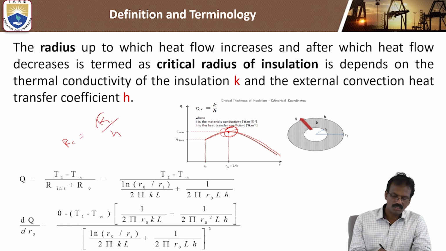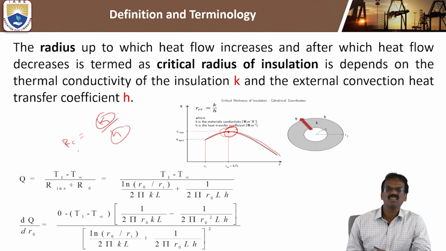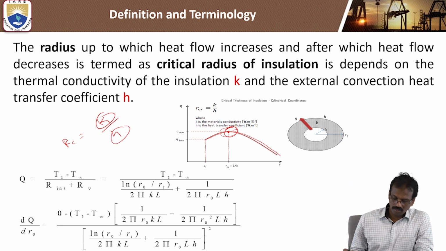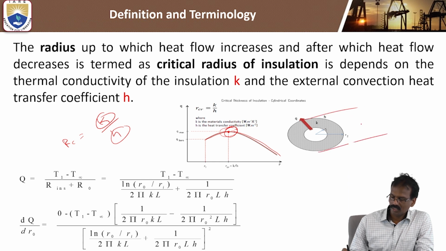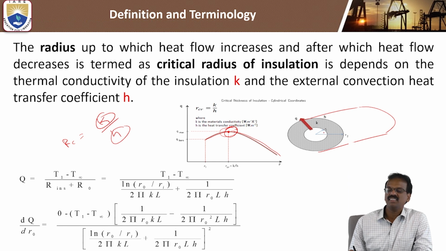Here K is the thermal conductivity and H is the heat transfer coefficient. So that is the final formula. We'll see what is the reason behind this. Suppose we're considering this cylinder, the inner radius is equal to Ri, and the outer radius is equal to R2.